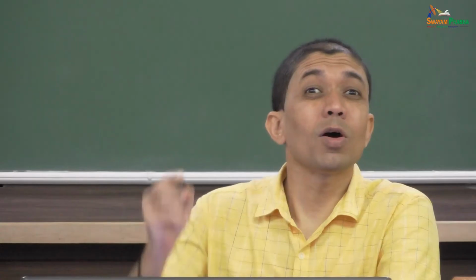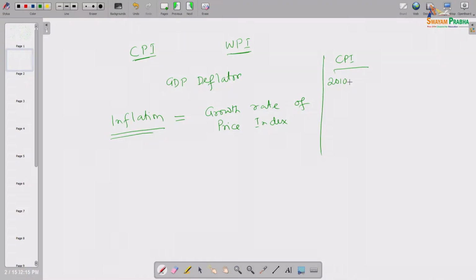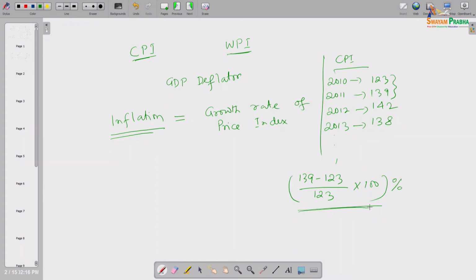If you calculate the growth rate of that price index series, say the consumer price index of agricultural laborers for the city Bhopal may be 123 in 2010, 139 in 2011, 142 in 2012, and again 138 in 2013. So if you take the growth rate, 139 minus 123 divided by 123 into 100, this percentage is the consumer price inflation. The price level is expanding at that rate. So when you are telling the inflation, you simply calculate the growth rate of a price index. If that price index is the consumer price index, it is called consumer price inflation. If it is the wholesale price index, it is called wholesale price inflation, and so on.